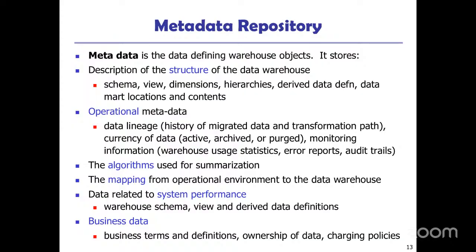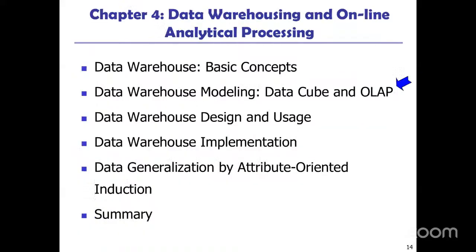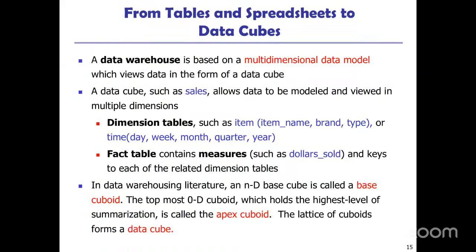The starting point of the data warehouses or databases or whatever it may be. So what type of data is available, how the data is stored, how many attributes there are, how those attributes are connected, what type of meaning and connection there is between attributes. All this comes under schema. Schema, views, dimension, hierarchies, derived data definitions, data mart locations.